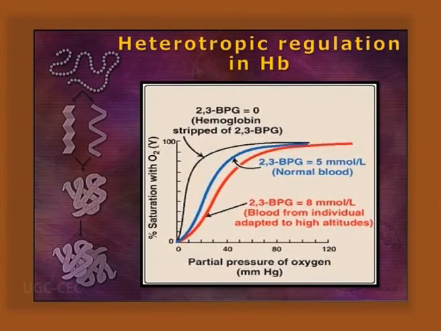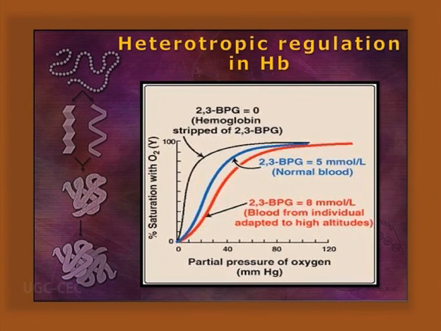Heterotropic means something other than the substrate or ligand, which can affect the regulatory site binding, the allosteric site binding. Now here, what are the examples? Like H plus, proton, carbon dioxide, 2,3-BPG, they are the heterotropic regulators. Binding of them to one subunit decreases the affinity of oxygen for the other subunit.